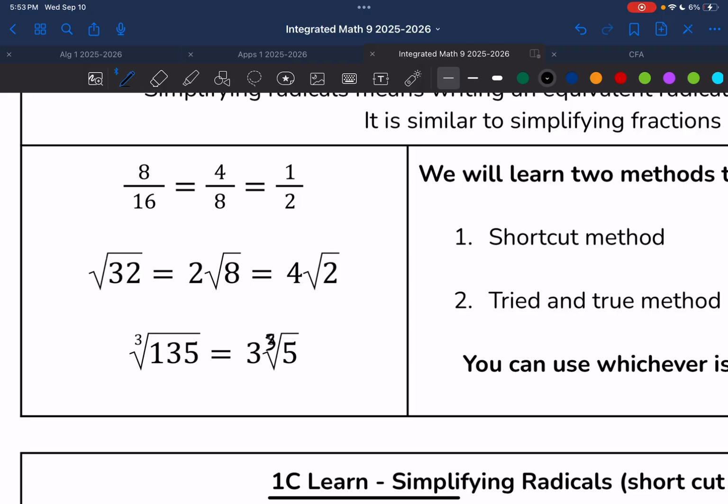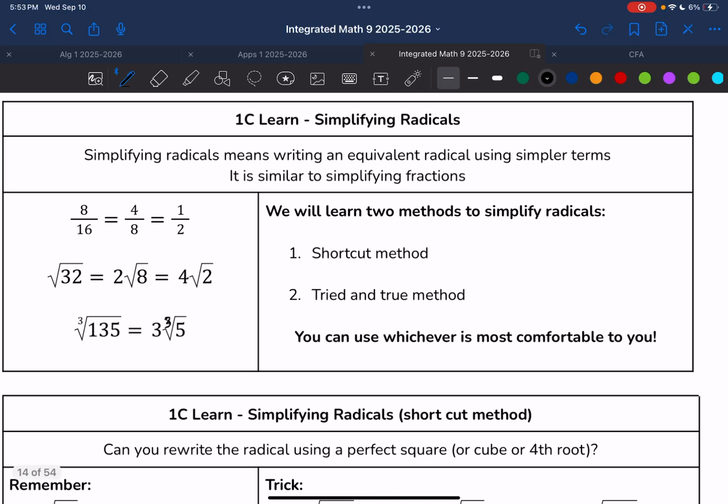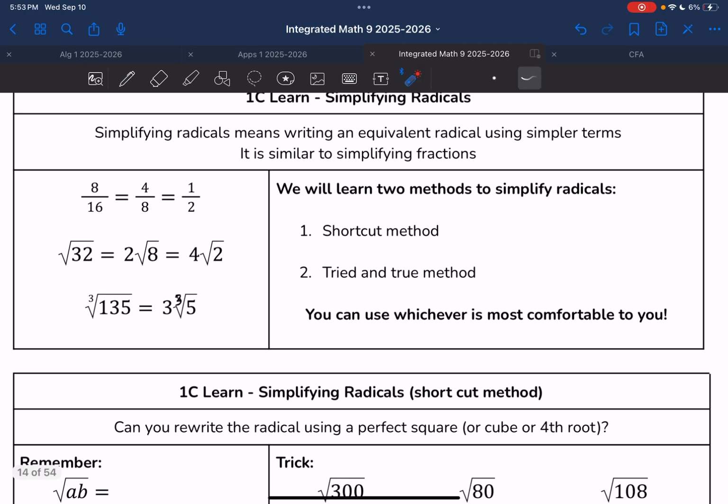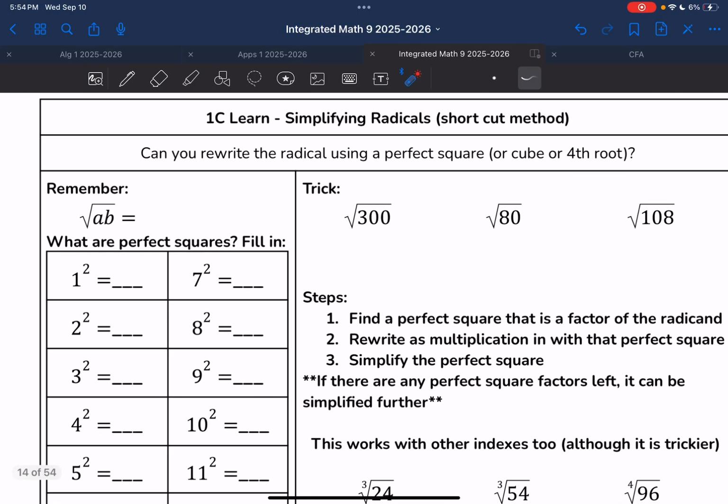And we're going to explore 2 ways that we can make this happen. So the first one is going to be a shortcut method. It's going to be faster, but only useful for some problems. And then there's a long way you can use for any problem. So we're going to explore both of them, but you are welcome to use whichever is more comfortable for you on any given problem.